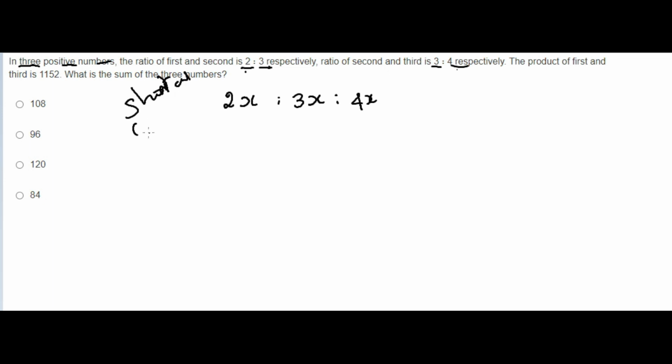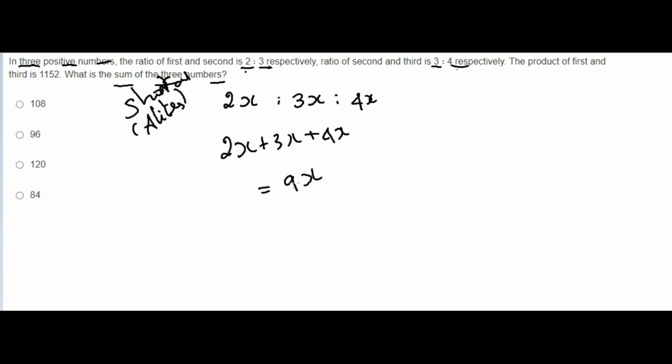Shortcut, and it could be the aliter. Aliter means alternate method. And what they say is the product of first three, first and third. And listen here, they ask the sum of the three numbers, is it right? Sum of three numbers means what? 2x plus 3x plus 4x. This is the only question, right? We add this, it is 9x.